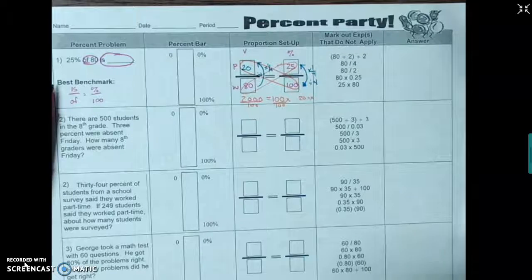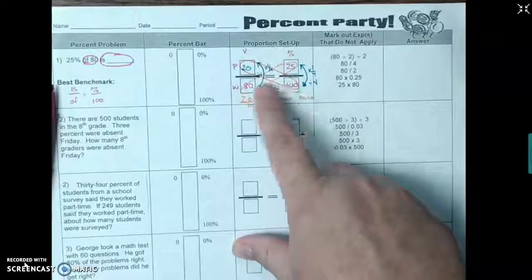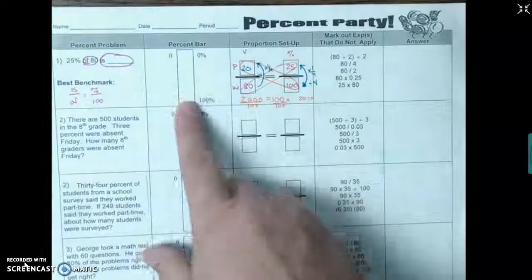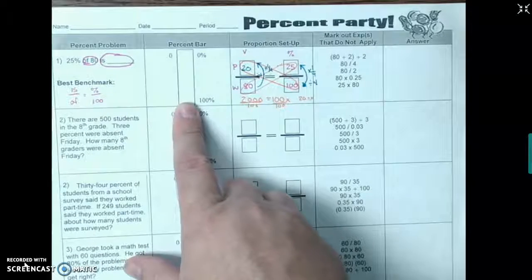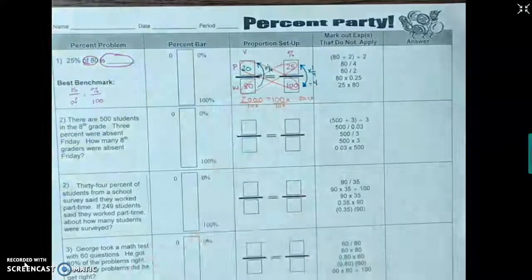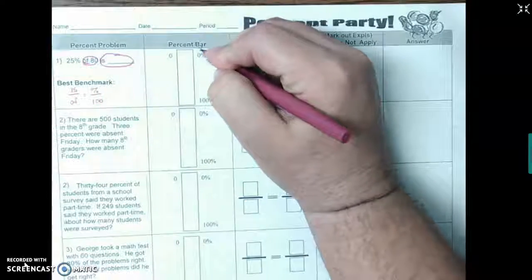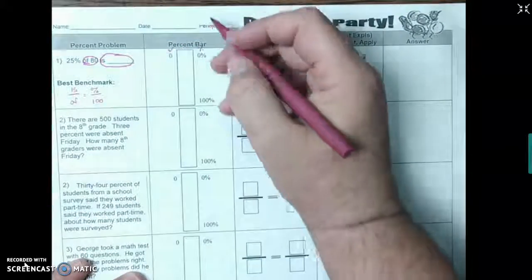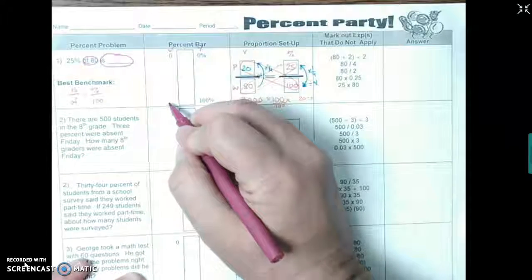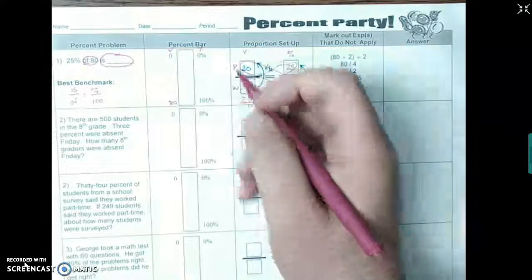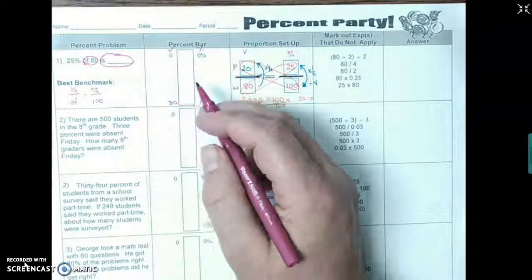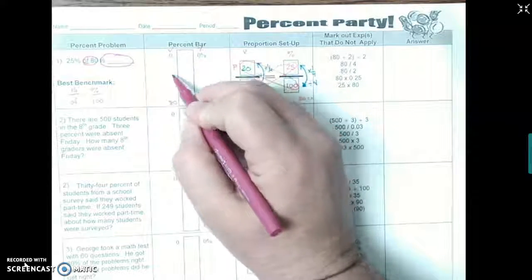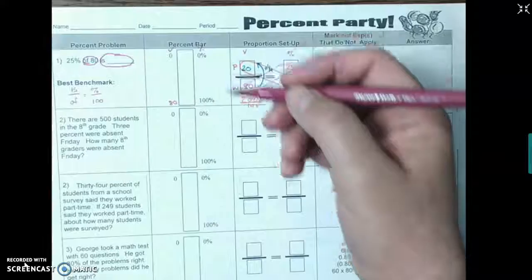Now that we have done it as a proportion, we've set up our labels, and we've solved it several different ways, we are going to look at it as a percent bar. This is a little bit different way of setting up our proportion. We have our percents over here. We have our value over here. 100% of my value in this case is 80. So we have 80 and 100. We're looking for an unknown somewhere in here, and I know 25%.